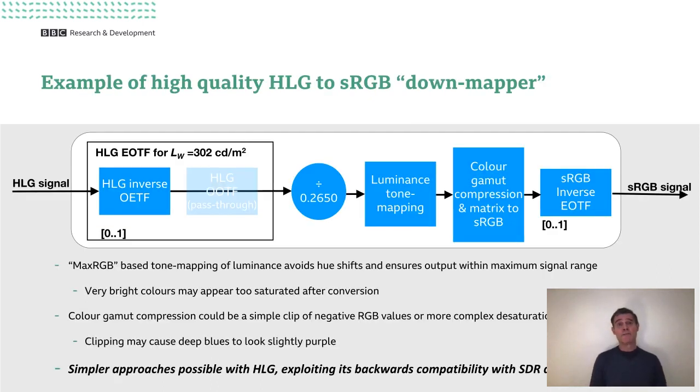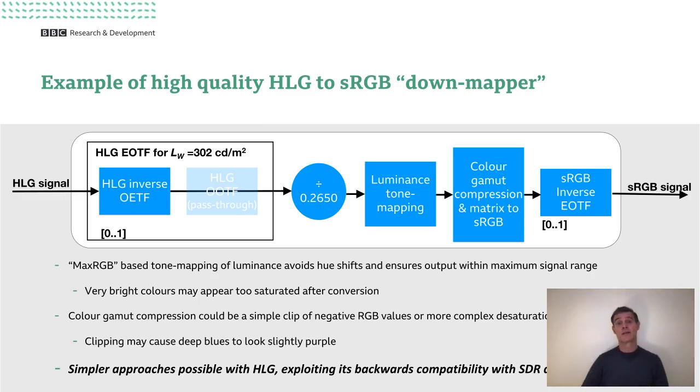To go the other way, from HLG to sRGB through a down mapper, is a little bit more complicated, but it's similar building blocks in a slightly different order. So we take the HLG signal, we run it through an HLG EOTF, again at this magic number, 302 candelas per meter squared. We then need to apply another scale factor to go from the normalized HDR display light range to the SDR display light range. And now we'll end up with signals greater than 1.